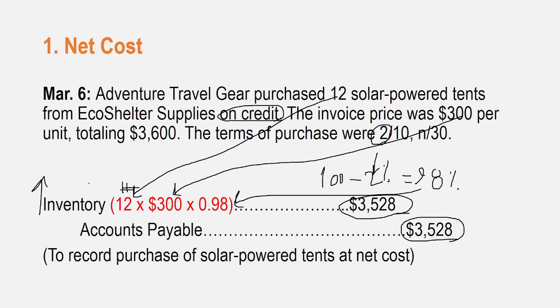On the other hand, in the double entry accounting standards, we need to consider the accounts payable. After inventory, the amount of accounts payable increases. In fact, the amount of liability is increased, and we consider the liability under accounts payable by 3,528. An increase in liability is considered a credit by the 3,528. And this is the procedure for recording in the net cost method for this transaction on March 6.